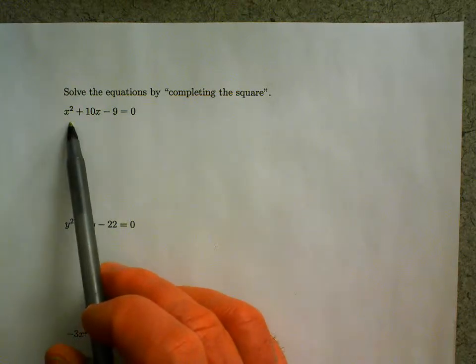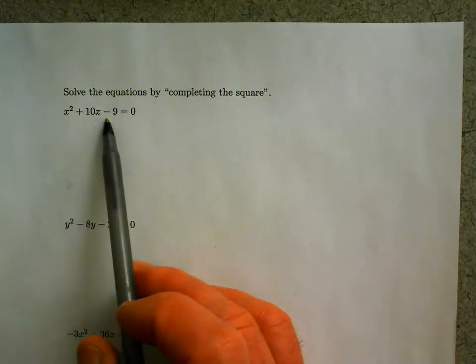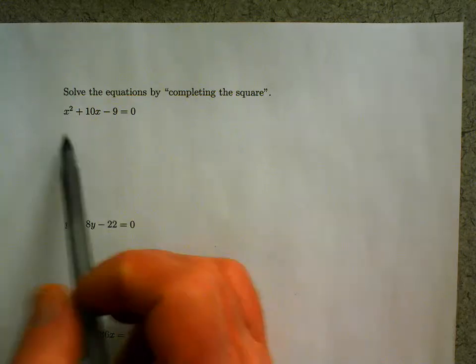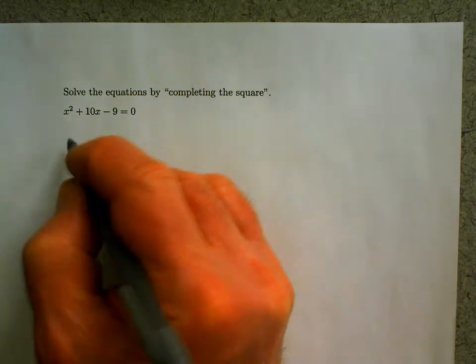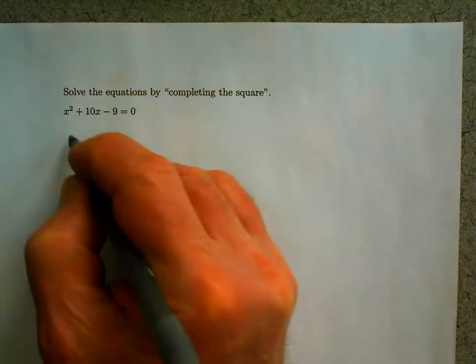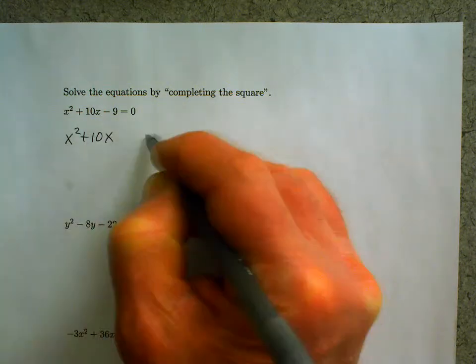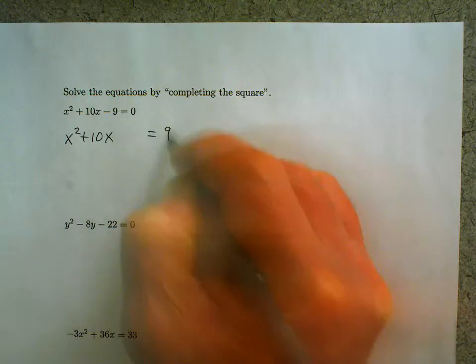So on this one, x squared plus 10x minus 9 equals 0. Step 1 is add 9 to both sides, so we get x squared plus 10x equals 9.